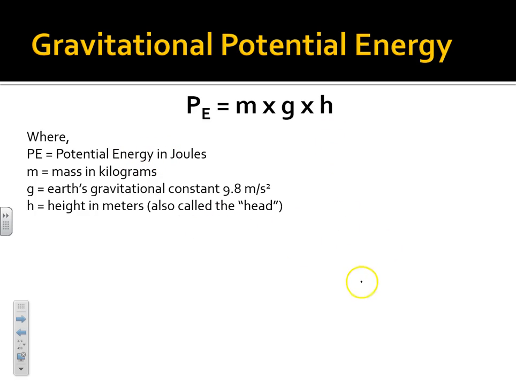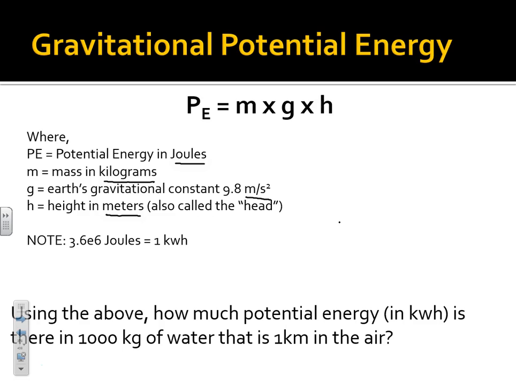Remember, we are using all SI units. Keep it SI here, folks. Joules is SI, kilograms is SI, meters per second squared is SI, and meters is SI. Really important that we keep track of that. Very simple equation, so let's go through a sample problem. By the way, if we want to convert to kilowatt hours, there are 3.6 times 10 to the 6 joules in 1 kilowatt hour.